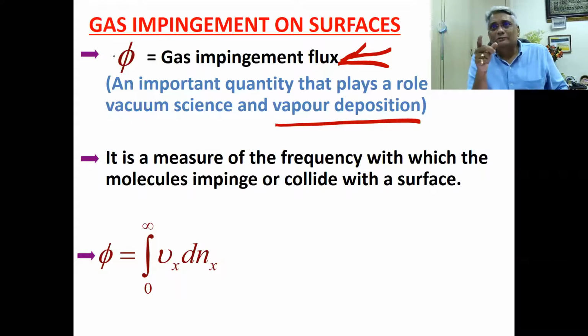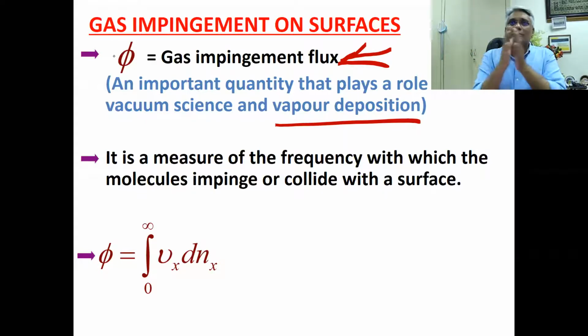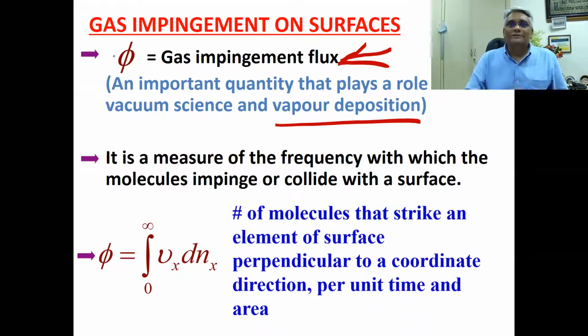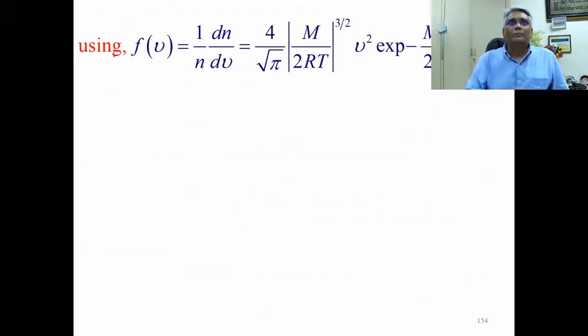So it is a measure of the frequency with which the molecules impinge or collide with the surface, and it's given by this simple relation: phi is equal to integral of Vx dnx. This is the number of molecules that strike an element of surface perpendicular to a coordinate direction per unit time and area.